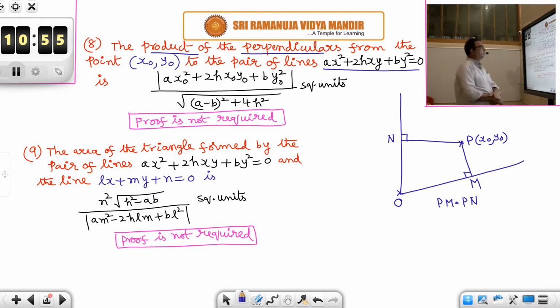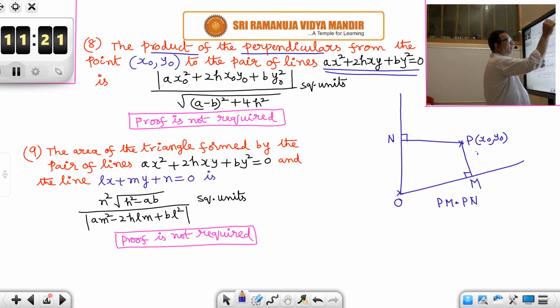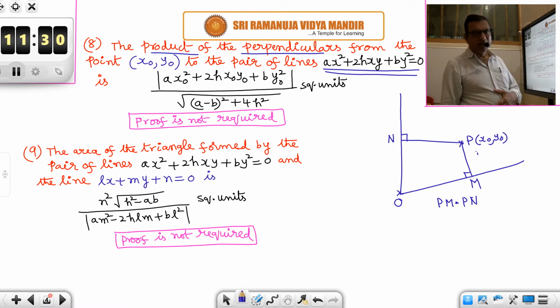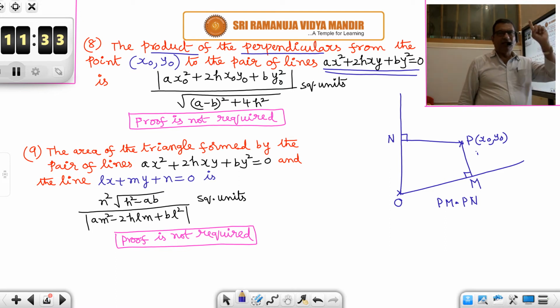The product of the perpendiculars from the point x0 y0 to the pair of lines, that is PM into PN, is given by this formula. How is this formula? Put the point x0 y0 in the equation of the pair of lines, that is the numerator, is it not? Ax0 square plus 2hx0 y0 plus by0 square, take the modulus. Substitute the given point in the given pair of lines, take the modulus, divided by root of a minus b whole square plus 4h square. That is the denominator in the cos theta formula. Do you remember the cos theta formula?